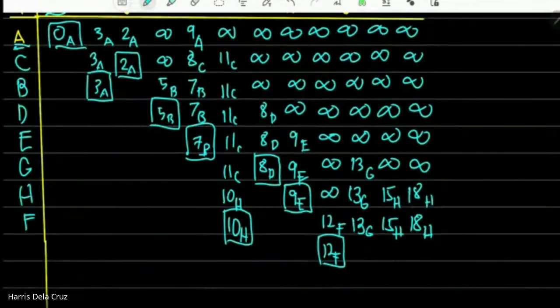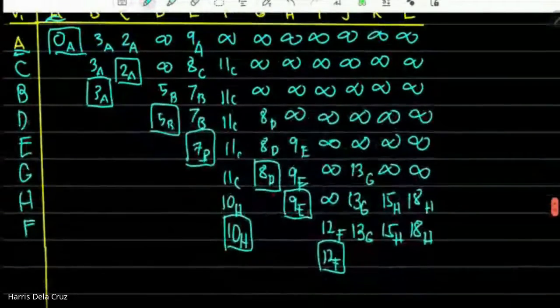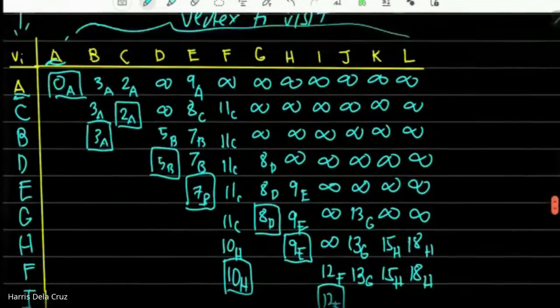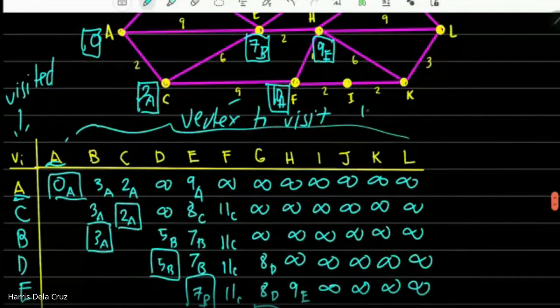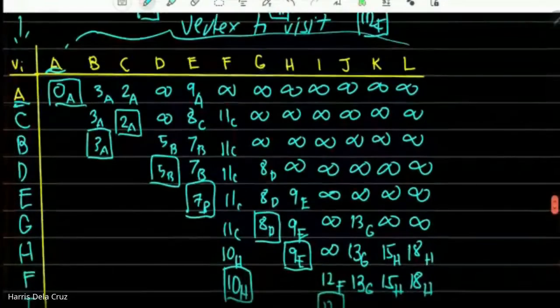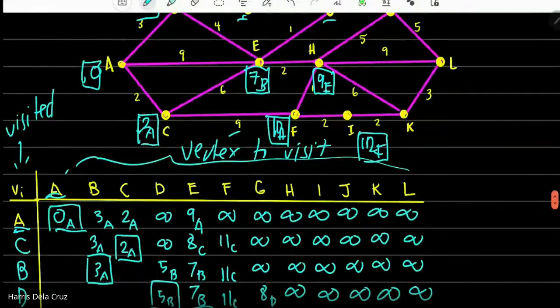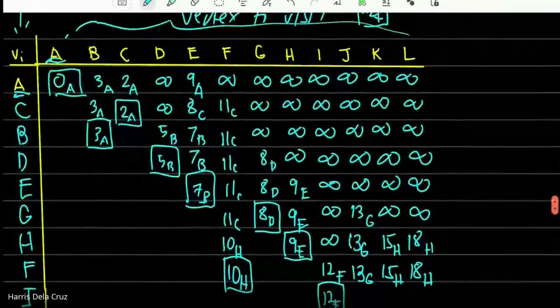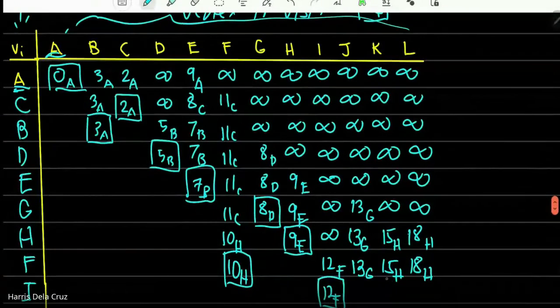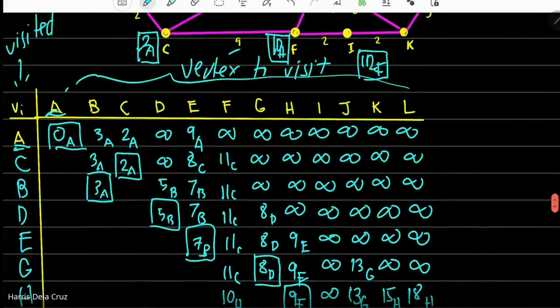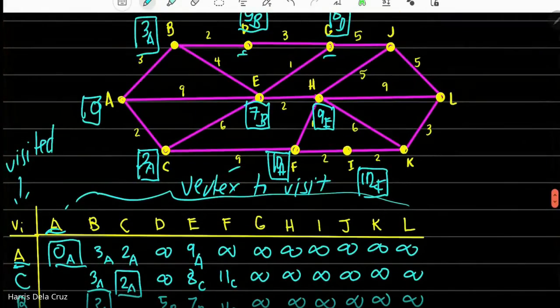Now, we're fixing 12F. So, now we're starting at I. So, this is 12 galing kay F. Fix. Now, from I, pwede tayong pumunta kay K. That's plus 2. So, 12 plus 2 is 14. Smaller yan. So, papalitan natin to. So, 12 plus 2, 14 galing kay I. The rest are unreachable. Hindi tayo makarating kay J tsaka kay L. So, copy lang.